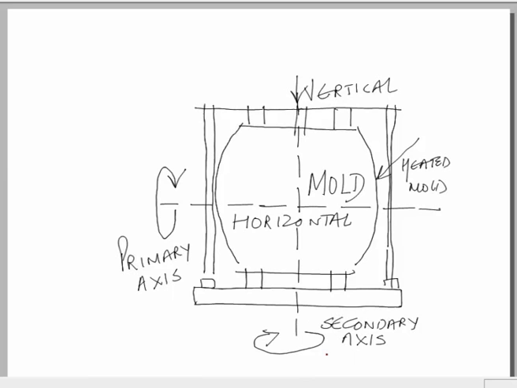So, we can make axisymmetric components using rotational molding, and as has already been highlighted, this process of rotational molding of plastics is used for making large hollow axisymmetric parts.